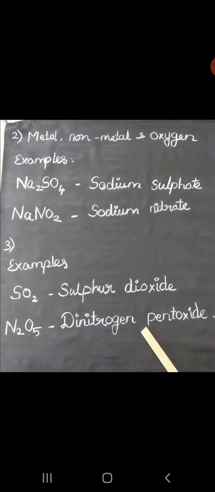N2O5 is dinitrogen pentoxide, with five oxygens, so it is pentoxide. Dinitrogen pentoxide.